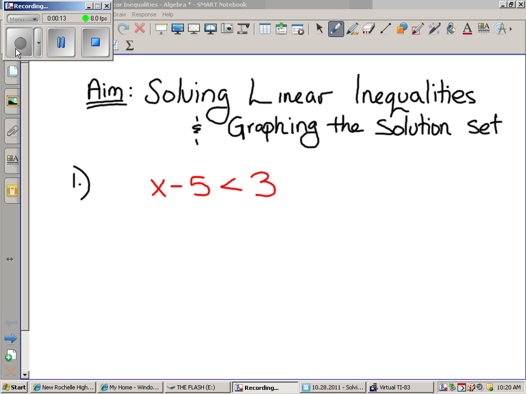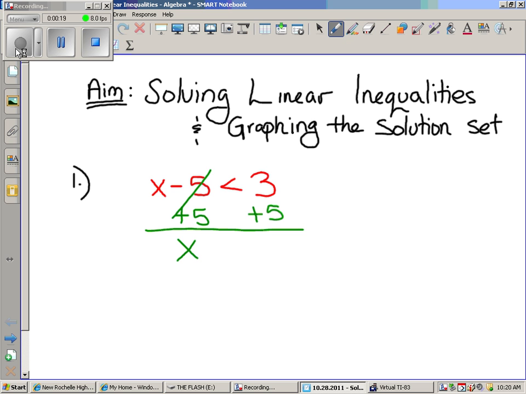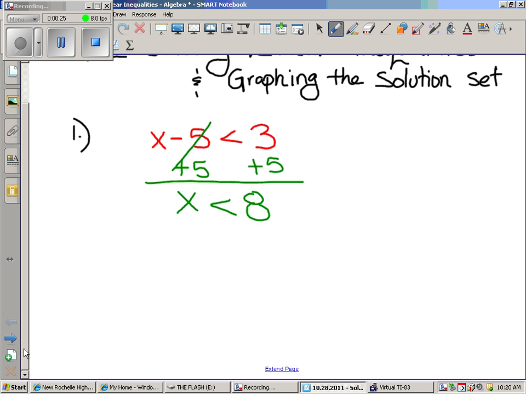Yeah, plus 5. We're going to try and isolate x. Plus 5 to each side. Then here we go. Here's what you get. You get x, this symbol, and you get an 8. Can somebody read that for me? What does that read? X is less than 8.